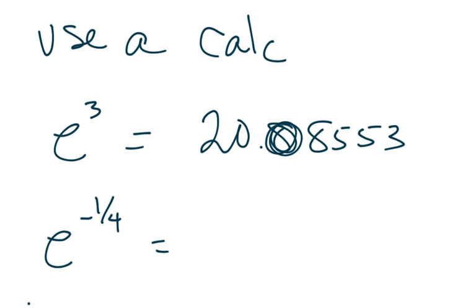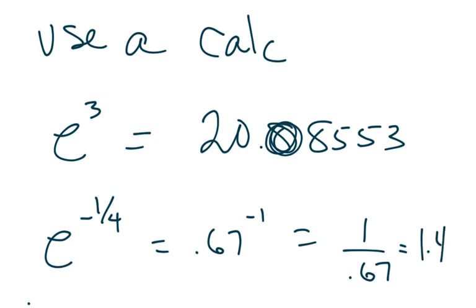Okay, so really, if this is equal to 0.67, there's a negative power there. So it's really 1 over 0.67. And that's 1.493, depending on where you want to round it off.